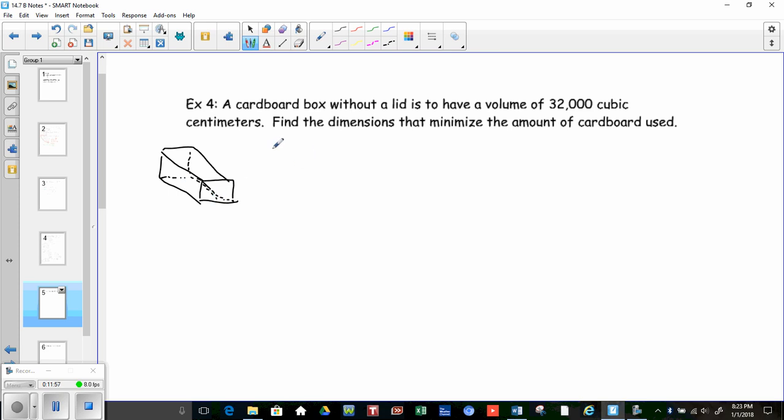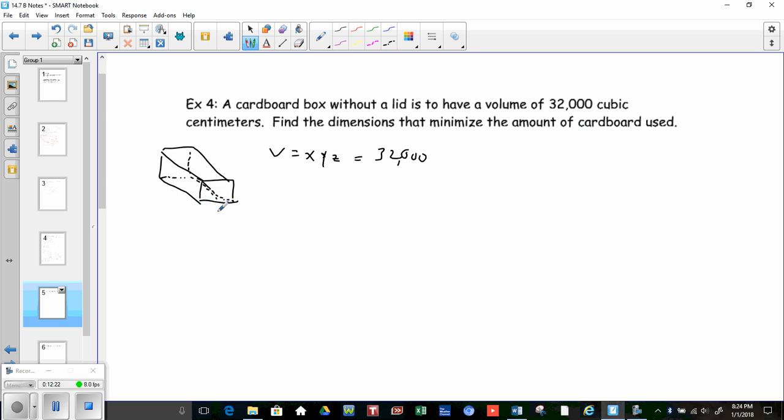Again, we know that volume typically, in this case, is written as XYZ. And in this case, our volume has to be 32,000. That much we know. But our secondary equation here is going to have to do with the surface area because we're trying to figure out the amount of cardboard used. So let's think about this.